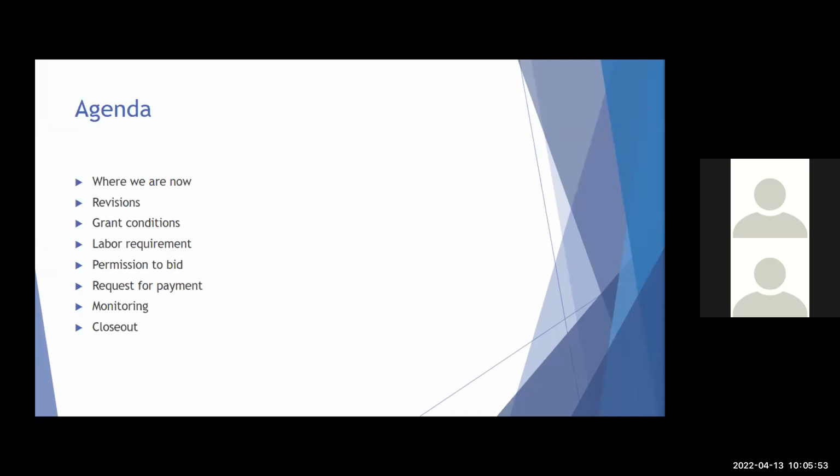These are the agenda items that we're going to go over today. We're going to talk about where we are now with the program, if we need some revisions, the grant conditions that have been issued, there's a labor requirement for the program, what you need to do for permission to bid, how you would request a payment, any monitoring that we have planned at this point, and the closeout that we will use for the grant.